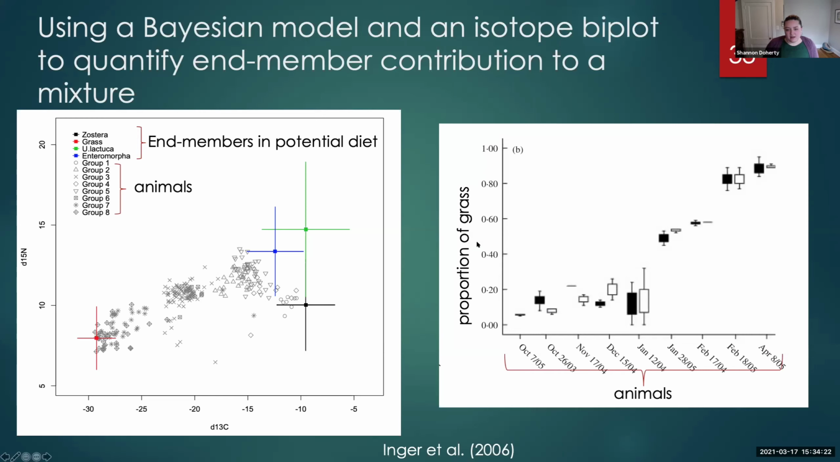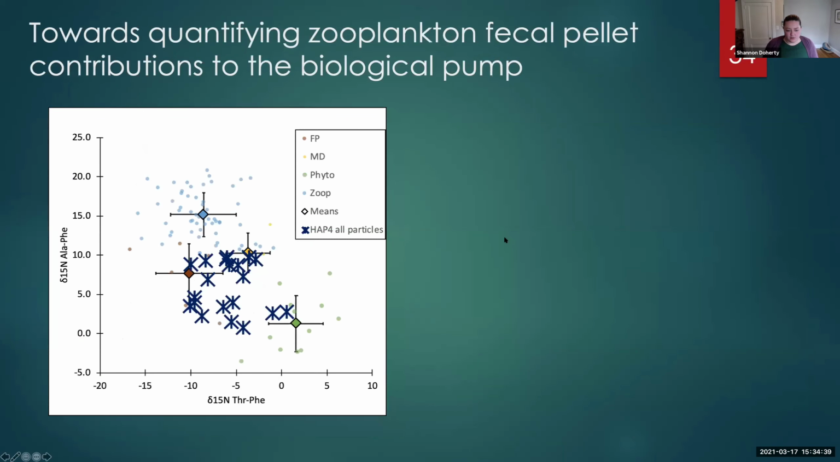And what we get is a proportion of an end member, in this case grass, to each of our animals. So we can quantify how much grass is contributing to each animal and the error associated with that estimate using this model. So I'm going to do that with my particles. Here's a reminder of how similar these two plots look.